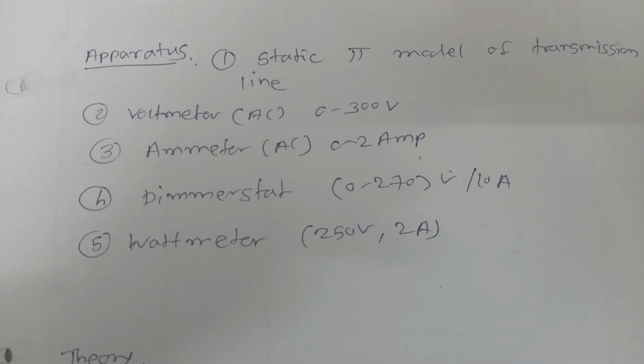Now, the apparatus in this experiment: first of all, there is a need of static pi model of transmission line, then AC voltmeter of 0 to 300 volt, AC ammeter of 0 to 2 ampere, then dimmer stat or auto transformer, which is having the range of 0 to 270 volt and 10 ampere, and wattmeter, which is having the range of 250 volt 2 ampere.